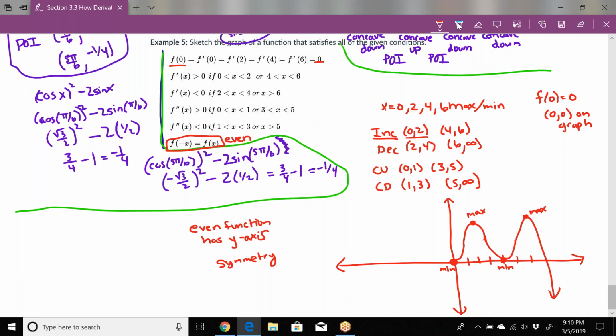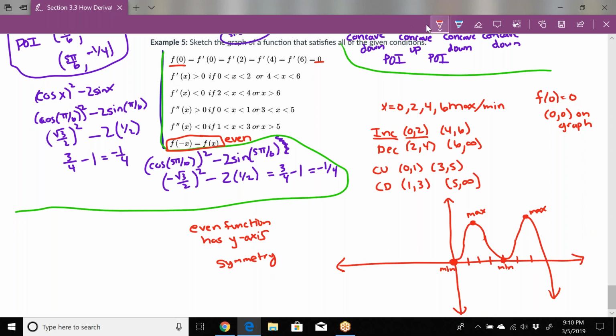Are we increasing from 0 to 2? Are we decreasing from 2 to 4? Increasing from 4 to 6? Decreasing from 6 to infinity? Concave up, so bowl is up from 0 to 1. Bowl is down from 1 to 3. Bowl is up from 3 to 5. Bowl is down from 5 to infinity.